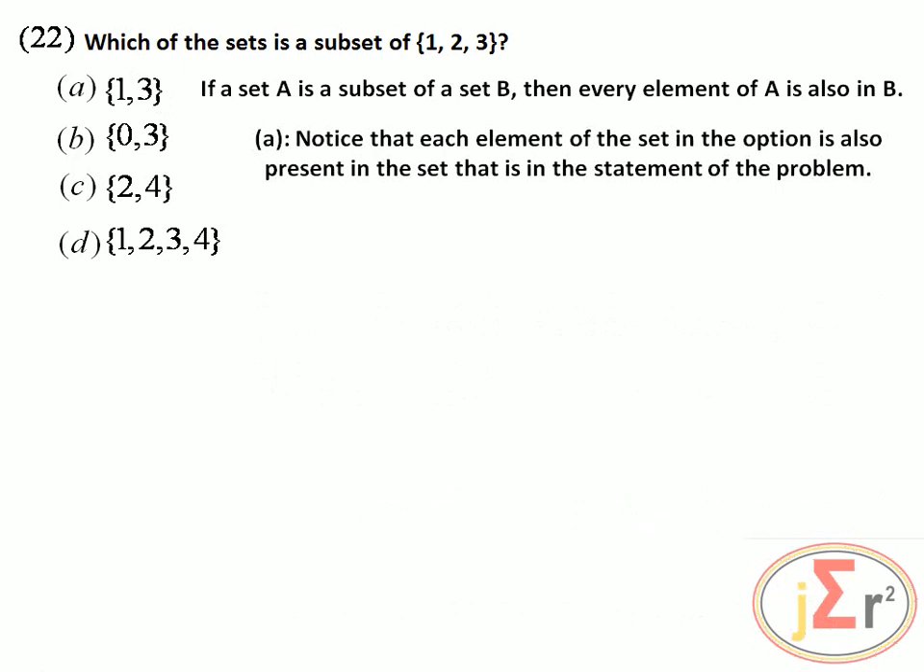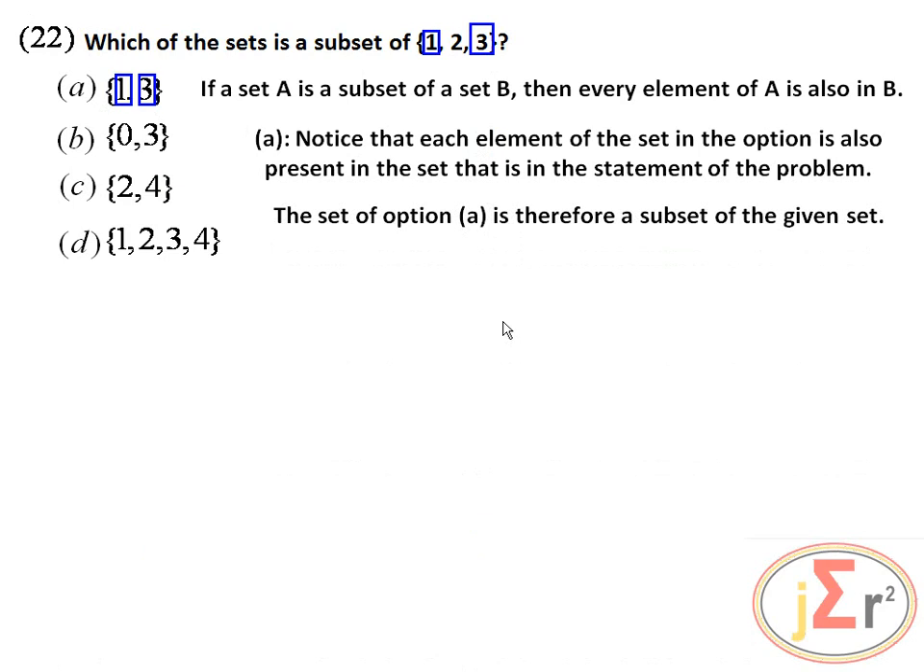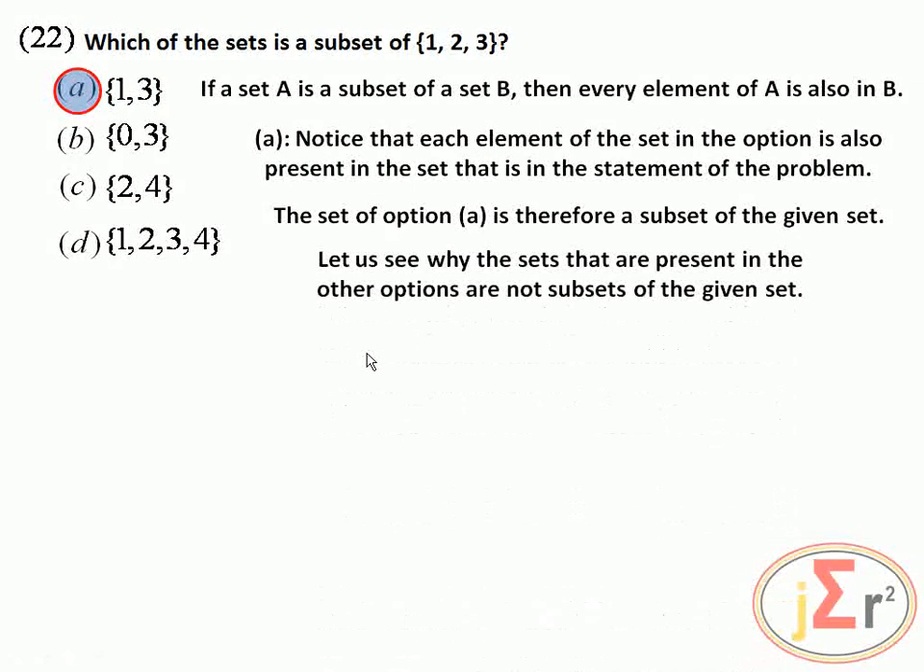Notice that each element of the set in the option is also present in the set that is in the statement of the problem. Notice that we have 1 present here and there, and also 3 present here and there. The set of option A is therefore a subset of the given set. A is correct. Let us see why the sets that are present in the other options are not subsets of the given set.